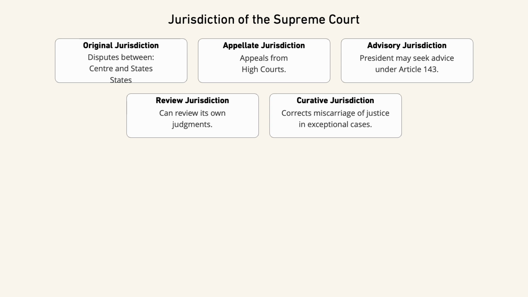It can advise the president, right? It can hear cases from the High Court, or it can directly deal with issues relating to center and states. So these are the 5 jurisdictions of the Supreme Court, the powers. Okay.